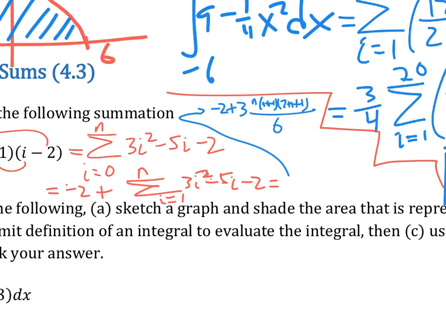And then minus 5 times the sum of i, which becomes n times n plus 1 all over 2. And then minus 2 times n. All right?